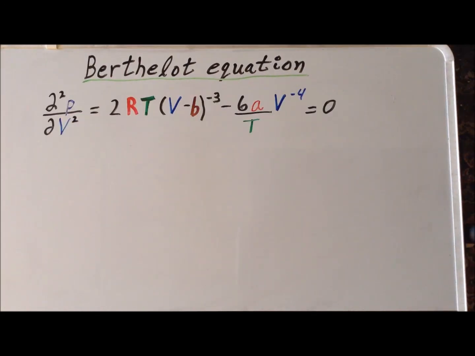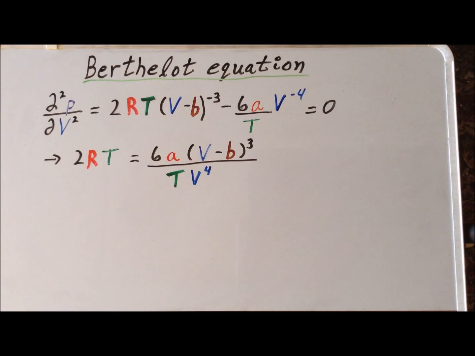And we recall the expression that we had derived for the second derivative of the pressure with respect to the volume, 2RT times the quantity V minus B to the minus 3 power, minus 6A over T times V to the minus 4 power. At the critical point, just like the first derivative, the second derivative is going to be equal to 0. Again, we are going to manipulate this expression for one involving RT squared.